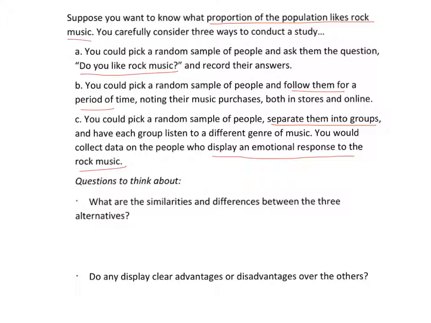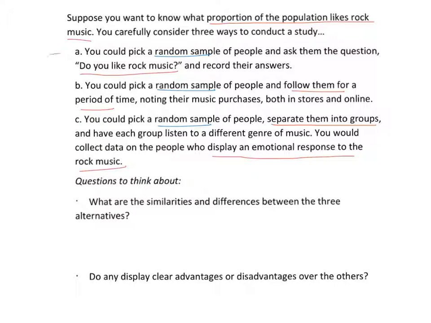Okay, so right now we're just talking about what these 3 methods are and how they're different and similar. They're similar in that you're going to find out something about how these people feel about rock music. And what I did notice that's similar is in all of them we do talk about finding a random sample, meaning you're not just doing what's convenient and asking your friends or whoever's nearby, you're taking random people. But there's definitely differences in the way they're collecting it.